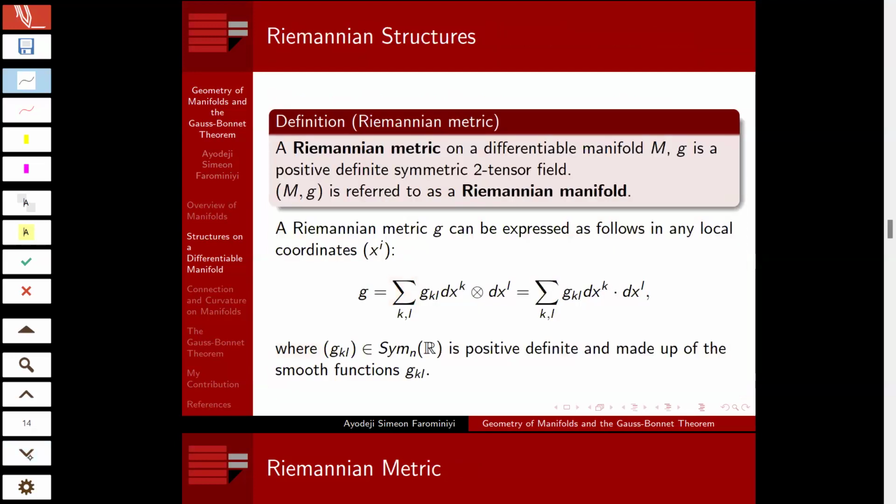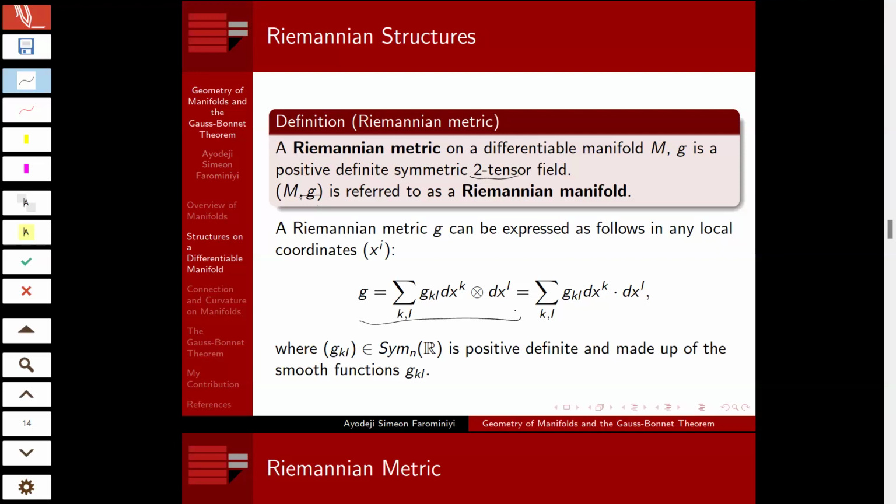Then next we'll talk about the Riemannian metric. A Riemannian metric provides a notion of distance at each point. It allows us to find lengths of tangent vectors, angles between tangent vectors, and volumes of manifolds, and so on and so forth. A Riemannian metric on a differentiable manifold is a positive definite, symmetric two-tensor field. When we say two-tensor field, we are just saying that it takes in two vectors. A manifold M that is endowed with a Riemannian metric is referred to as a Riemannian manifold.